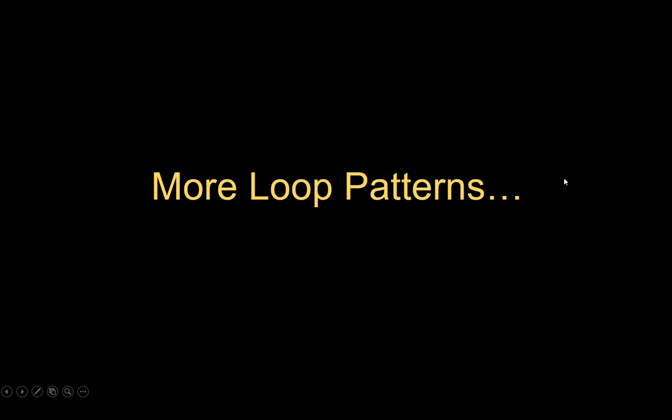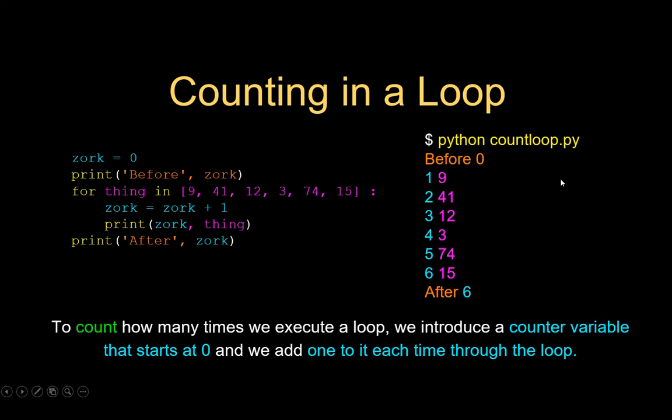Okay, so we're going to have some more loop patterns here. What we want to do is count the numbers in the loop. At the beginning, in this example, we assign 0 to the variable Zork. We print before and the value of Zork, which is 0. So we have before 0 here.